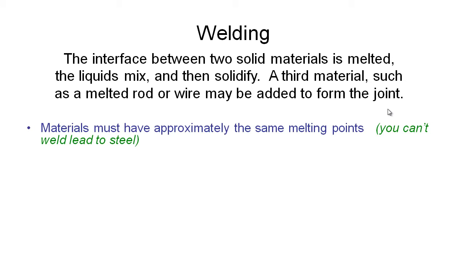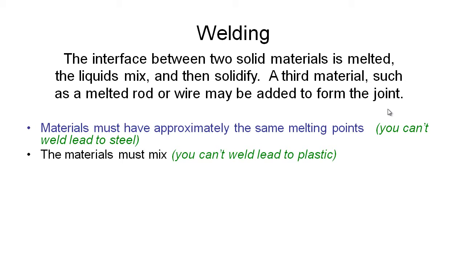So what do we have to think about when we're creating our welds? Well, first of all, the materials have to have approximately the same melting points. For instance, we couldn't try and weld lead to steel because lead will melt at a much lower temperature and the steel won't even be getting soft yet. The lead will all run away before the steel has got to the point where it will melt. So we couldn't do that.